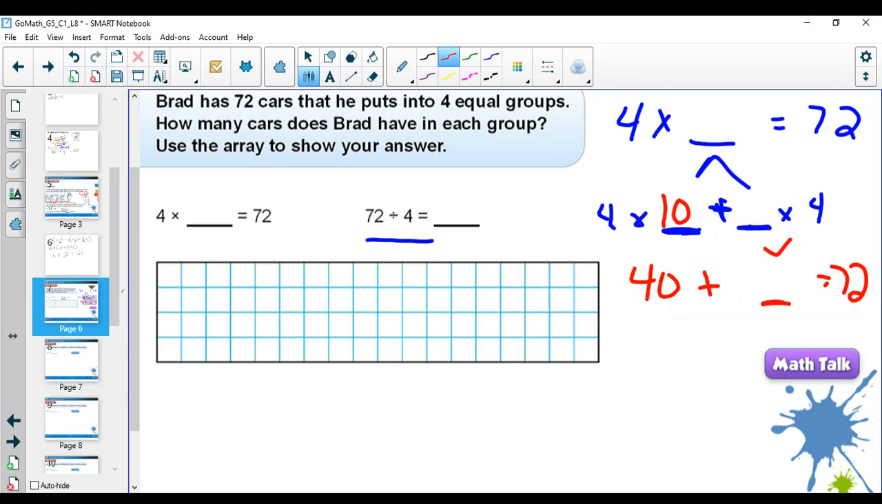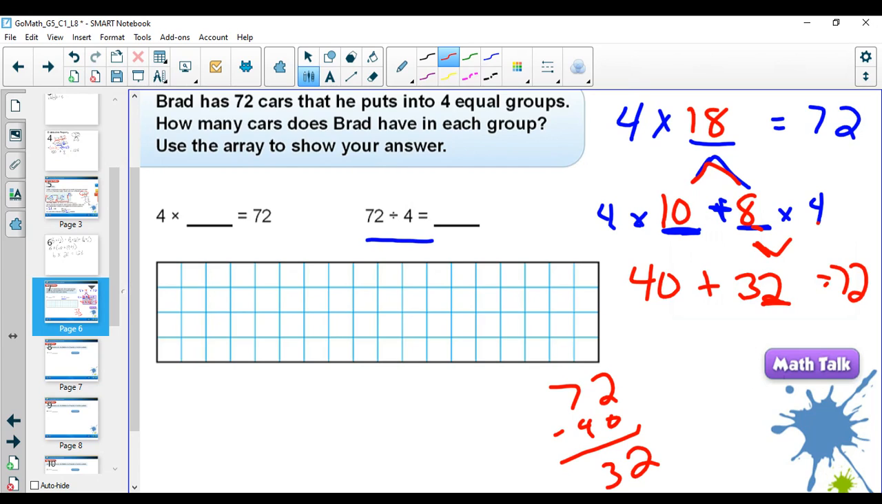So 72 minus 40, let's do that over here. So 72 minus 40, that leaves me with 32. So I can do that right here, right? So 40 plus 32 equals 72. So now all I have to think is 4 times what equals 32? Well, 4 times 8 equals 32. So if I add these two numbers back together, I get 18.